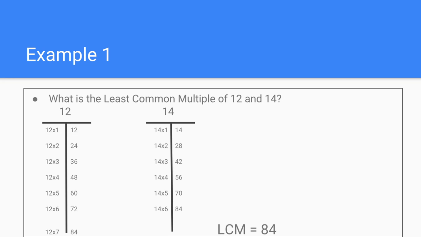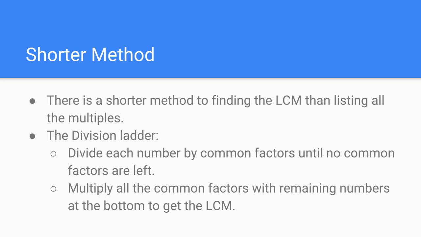So what we learn next is a shorter method. And the shorter method is called the division ladder. And all of this is you divide each number by the common factors that we learned about last week until there's no common factors left. Then we take all the common factors that we have and multiply it by the quotients that we end up with on the bottom.